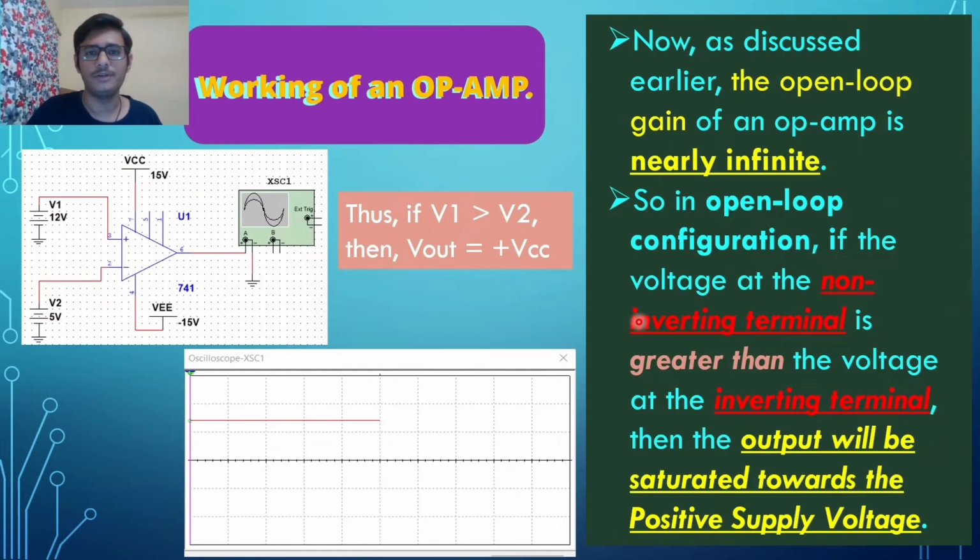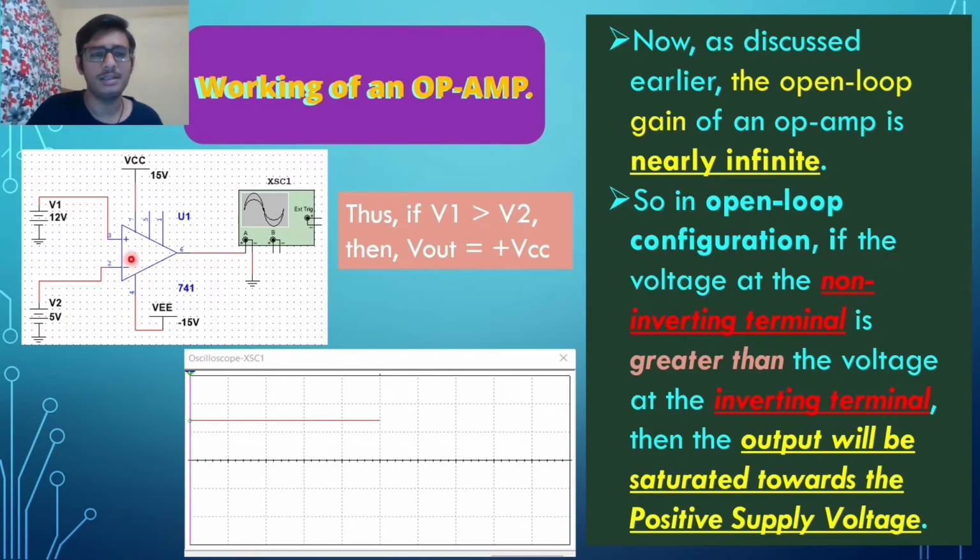Now let us understand the working of an op-amp. As discussed earlier, the open loop gain of an op-amp is nearly infinite. So in open loop configuration, if the voltage at the non-inverting input terminal is greater than the voltage at the inverting input terminal, then the output will be saturated and will get the maximum positive voltage that we have applied to the op-amp. As seen in this figure, we have connected a maximum positive power supply of 15 volts and a maximum negative power supply of minus 15 volts to this op-amp. At the non-inverting input terminal we have applied 12 volts and at the inverting input terminal, we have applied a 5 volt supply.